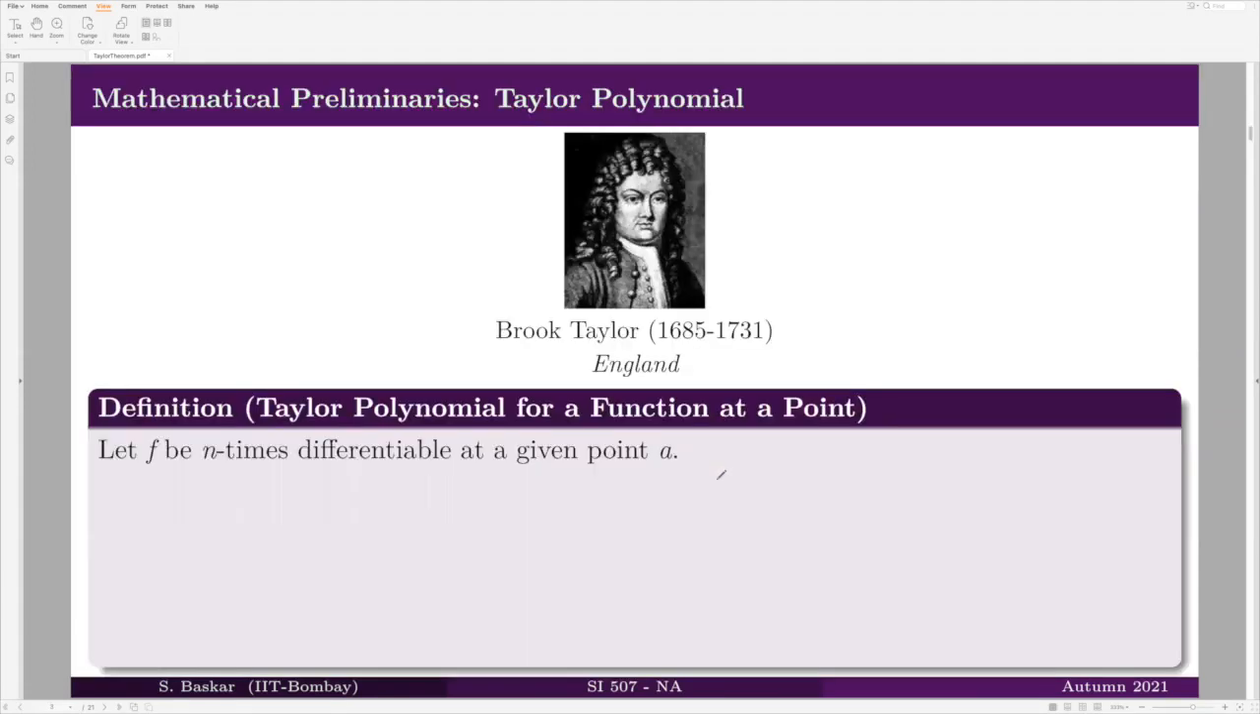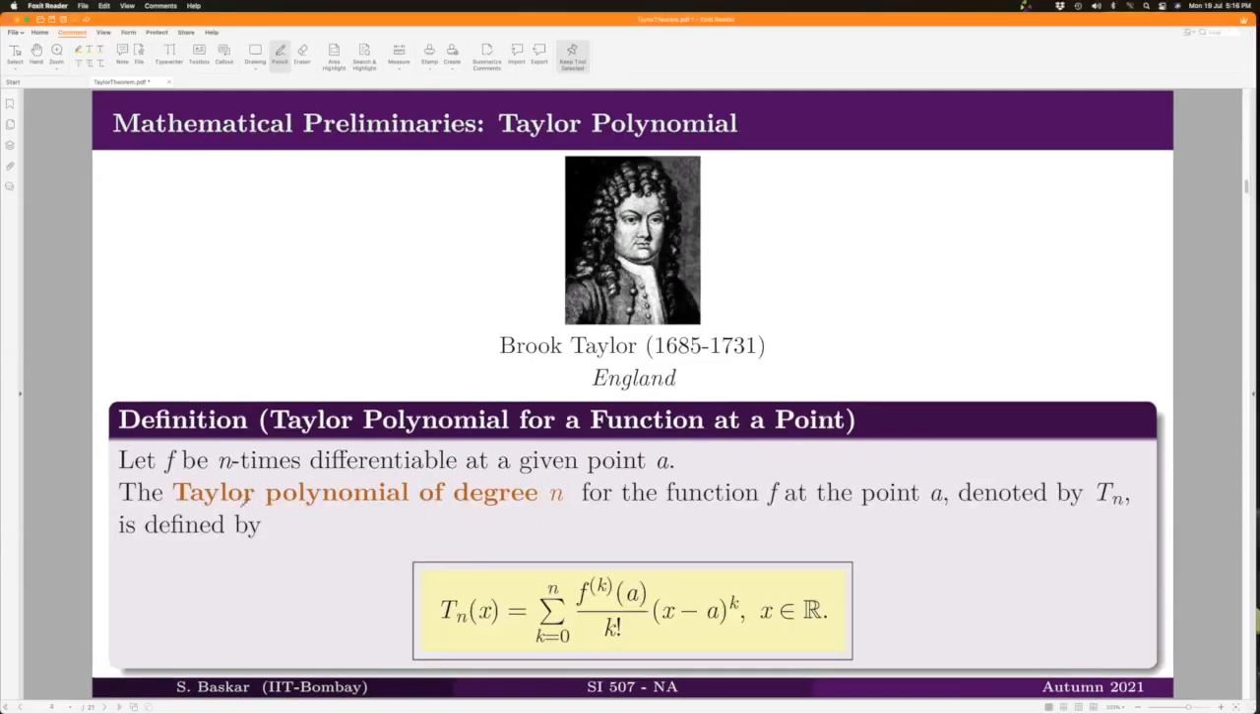Let us start our discussion with the Taylor polynomial for a given function. Assume that we are given a function f, which is n times continuously differentiable at a point, say a, then the Taylor polynomial of degree n for the function f at the point a is given by this expression.